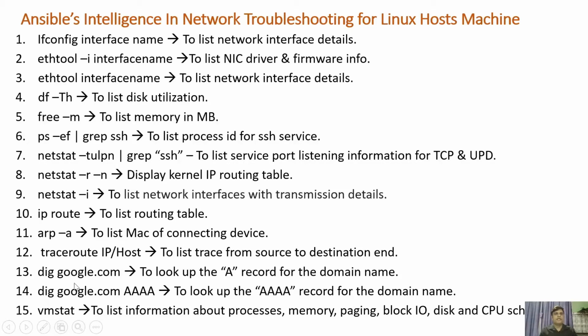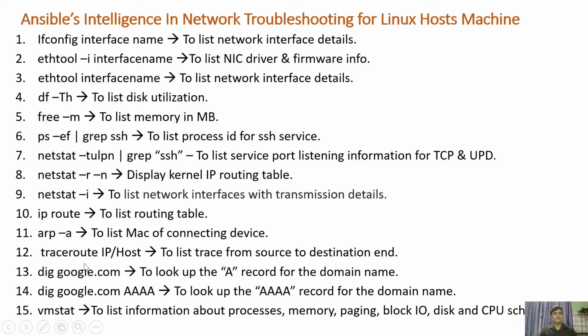These are the 15 most important network troubleshooting commands which we will run on the Ansible server for two host machines. The first command is ifconfig with the interface name to list out interface details. ethtool -i interface name to list NIC driver and firmware information. ethtool interface name to list network interface related details. df -h to list disk utilization. free -m to list memory in MB.